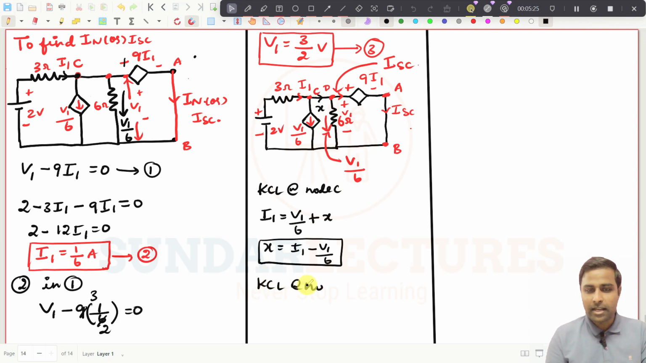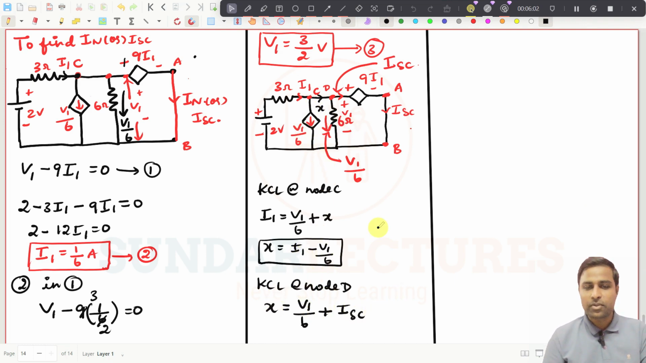Now apply KCL at node D. At node D, what is the current coming in? X is coming in, and what is the current going away here? That is V1 by 6. We know the voltage across these 2 points is V1, and the resistance is 6, so the current will flow in this direction, and that is V1 by 6. It is going away. And what is the other current flowing away from this node? That is nothing but IAC. We have written the expression.